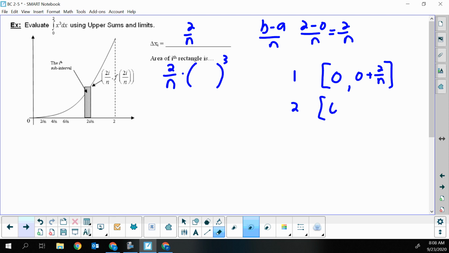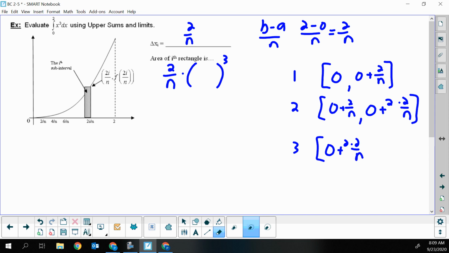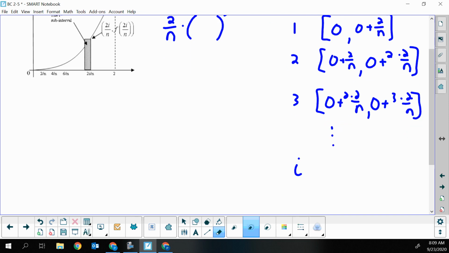The second interval will go from 0 to 2 over n, and we'll add on another 2 over n. So it'll be 0 plus 2 times 2 over n, because 2 over n plus 2 over n gives you 2 times 2 over n. Our third interval will go from 0 plus 2 times 2 over n to 0 plus 3 times 2 over n. And so on.